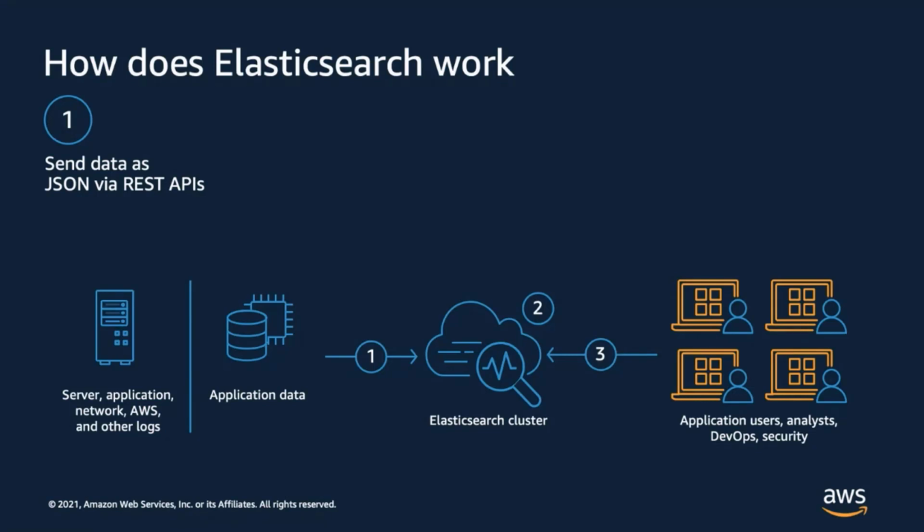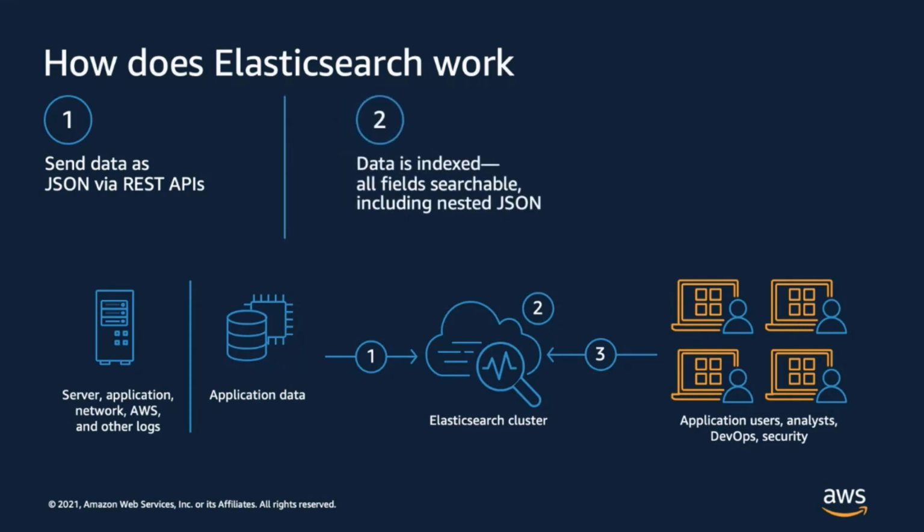The second set of sources is more for the search workload. You'll occasionally have application data. Elasticsearch works with a REST API, so you're going to format this log data as JSON and send that data to Amazon Elasticsearch Service.